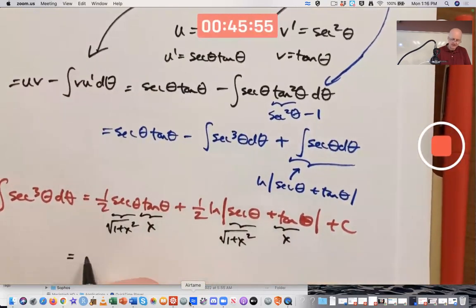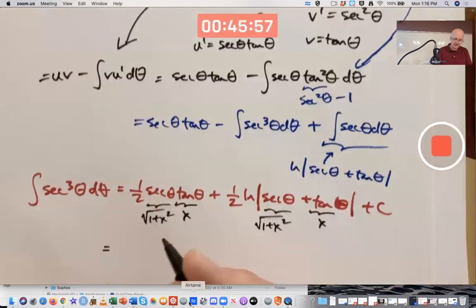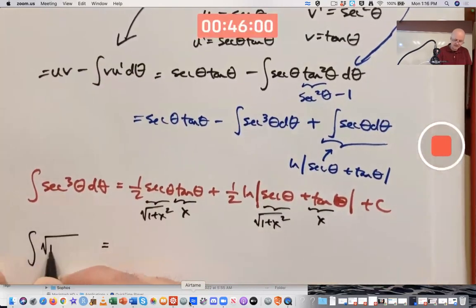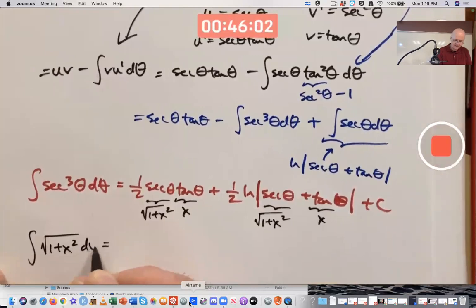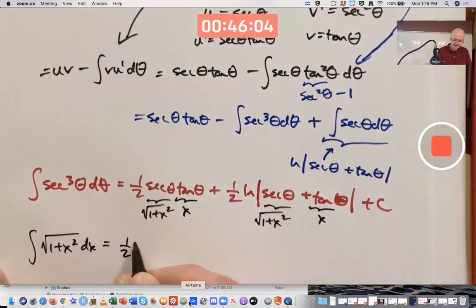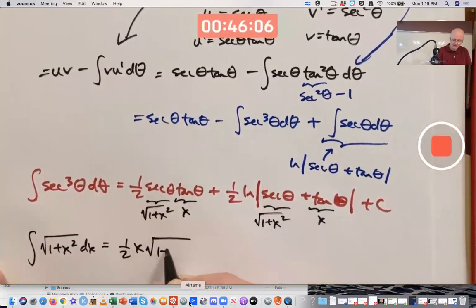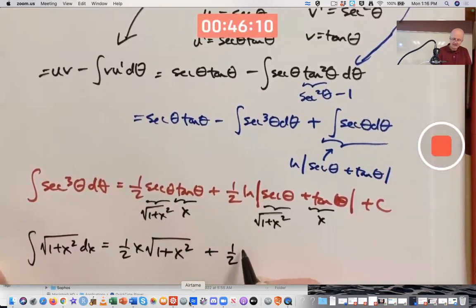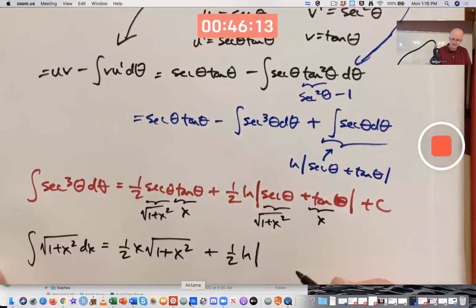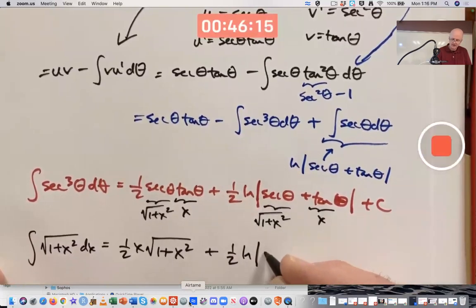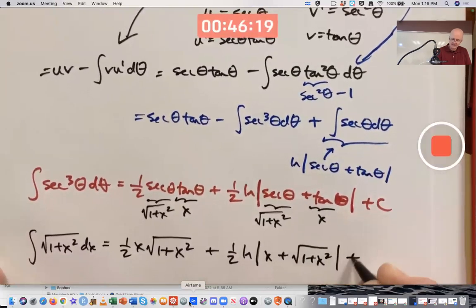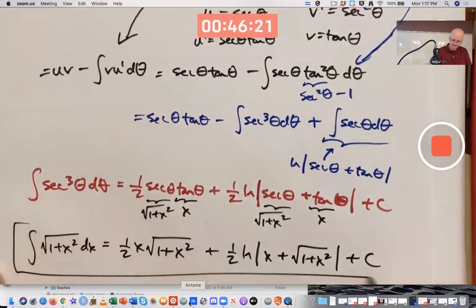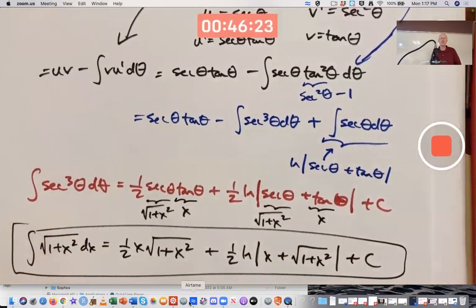And the final answer then is for the integral of square root of 1 plus x squared is 1/2 x times square root of 1 plus x squared plus 1/2 natural log of, I think I'll write it in the opposite order again, x plus square root of 1 plus x squared, plus c. Pretty amazing that that can be done. But it is complicated.